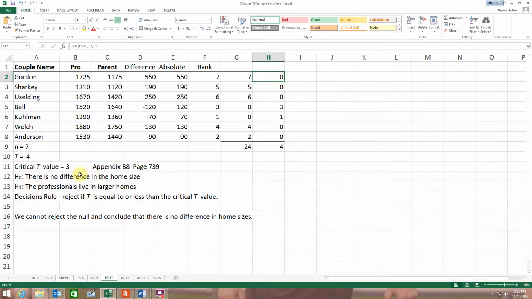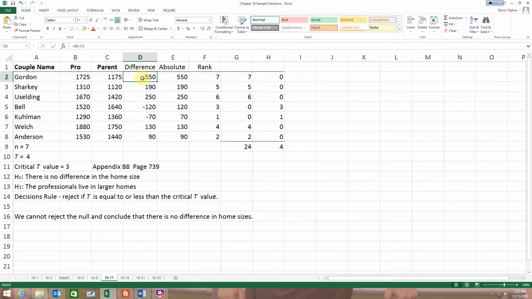And so I'm going to state my hypotheses. The null is that there is no difference. And again, my alternate is the one I'm trying to determine, whether the professionals have bigger homes, so I would say my alternate is that professionals live in larger homes. And so I'm going to reject the null if the t is equal to or less than the critical t value.